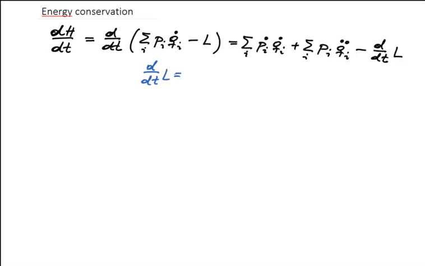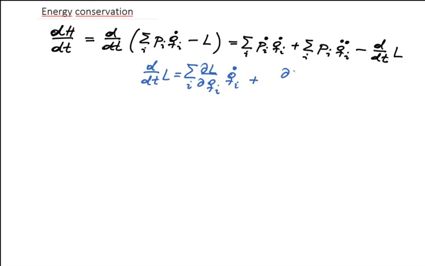There are 3 contributions to this total time derivative. The Lagrange function may depend on the generalized coordinates, the generalized velocities, and possibly it may depend explicitly on time. Accordingly, there are 3 terms contributing to the total time derivative. There's one term with all the partial derivatives with respect to the generalized coordinates, multiplied with the associated velocities.